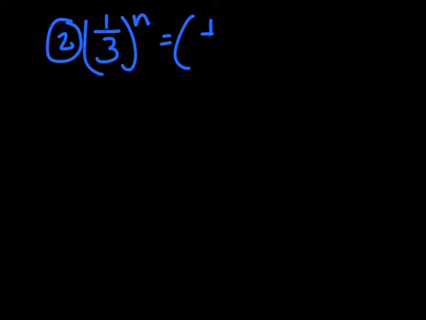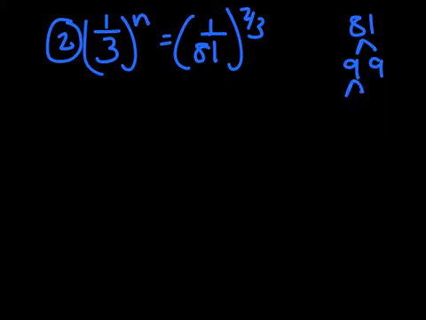Number 2. I have 1/3 to the n equals 1 over 81 to the 2/3. So my goal is to get my bases down to the same thing. Either both to be 1/3 or I can make them both be 3, but I can always break 81 down to 9 times 9, 3 times 3, 3 times 3.